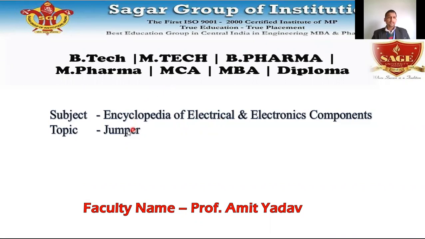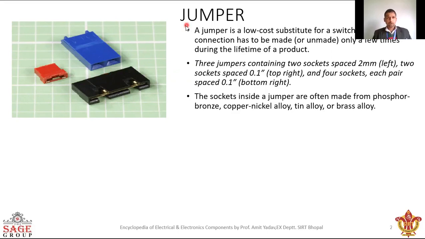Today our topic is jumper. So what is a jumper? Basically, a jumper is a low cost substitute for a switch where a connection has to be made or unmade only a few times during the lifetime of a product. Or you can simply understand this jumper as a type of temporary switch. We generally use it to make some temporary connections.